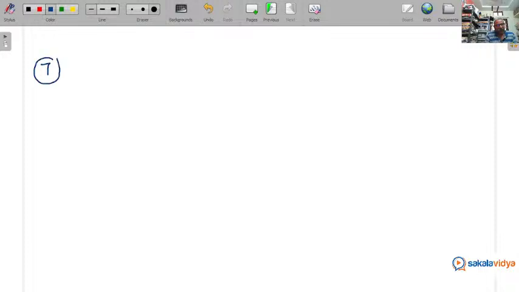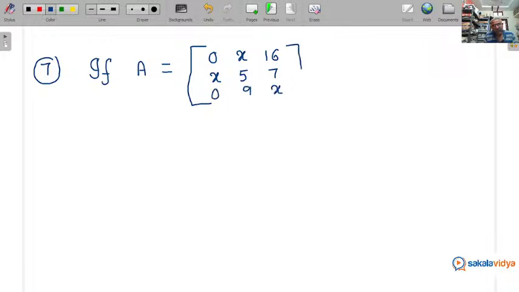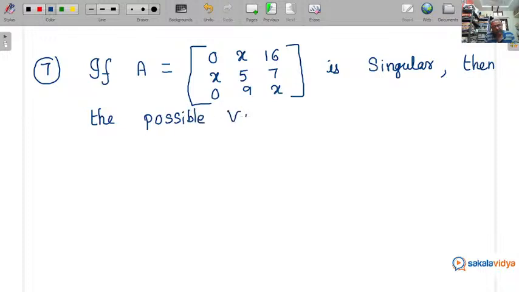Okay, let us move to the 7th question now. If A equals this 3 by 3 matrix, 0 x 16, x 5 7, 0 9 x, is singular, singular means not invertible, the inverse does not exist. Then the possible values of x are.